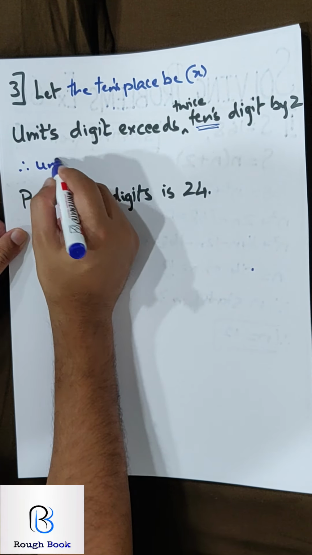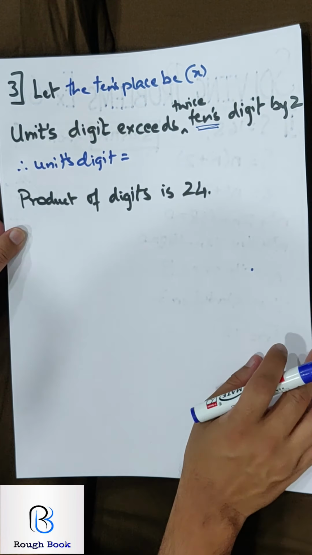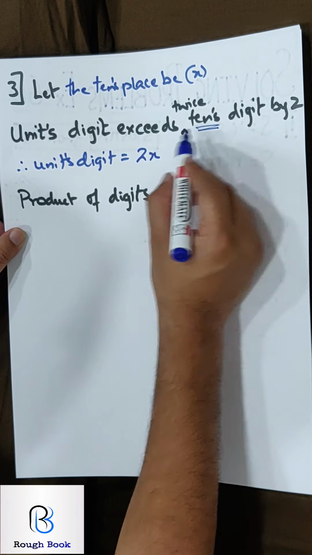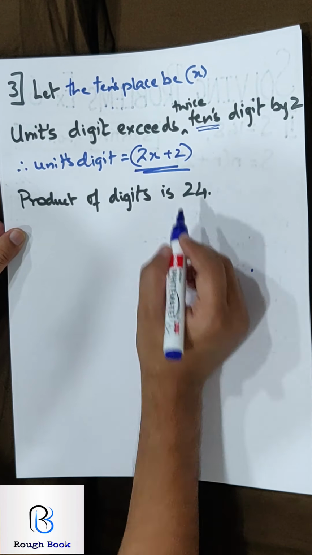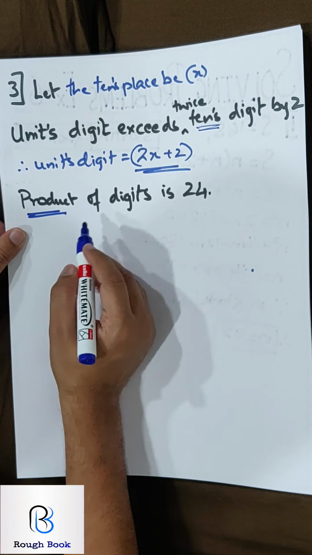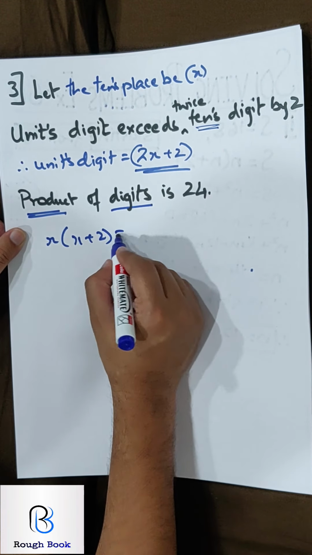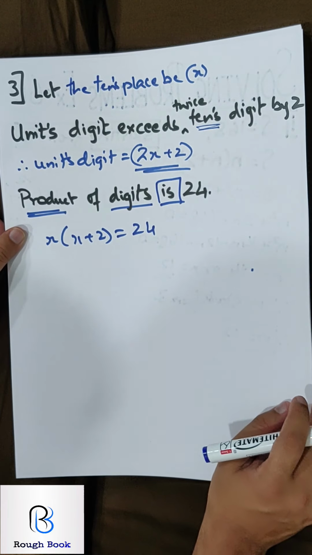Now the tens place is x. Therefore units digit will be what? It exceeds twice the tens place by 2. Twice the tens place, so 2x, and exceeds means this is bigger by 2. So I'll have to add 2 to this. So I got my units digit. Product, that means the first digit and the second digit, is 24. Isn't it very simple?